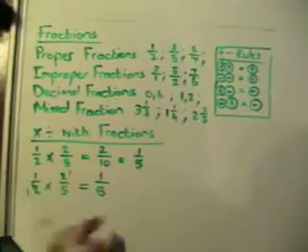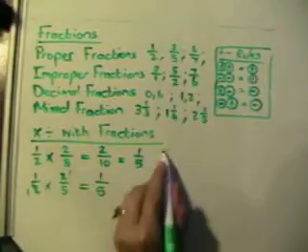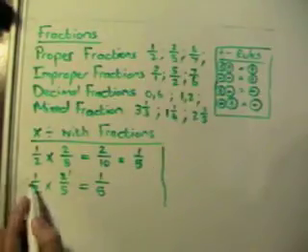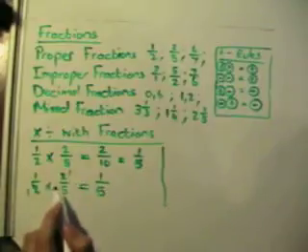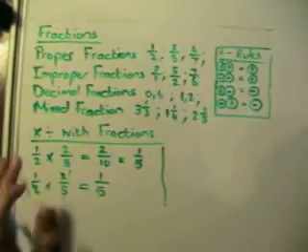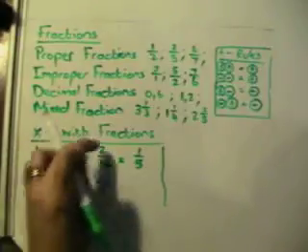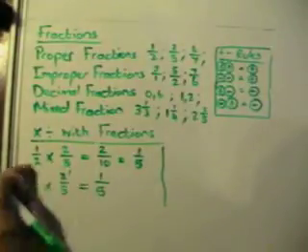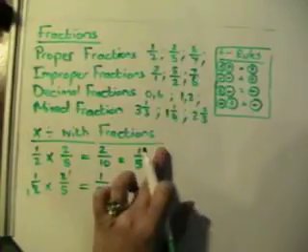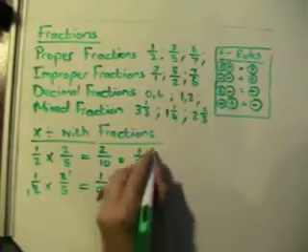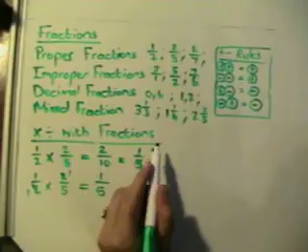So this is the procedure you follow for multiplication. You can see if you first can simplify a little bit, but the main thing you have to remember is you multiply the numerators with the numerators and you multiply the denominators with the denominators. What happens with division is actually pretty simple.